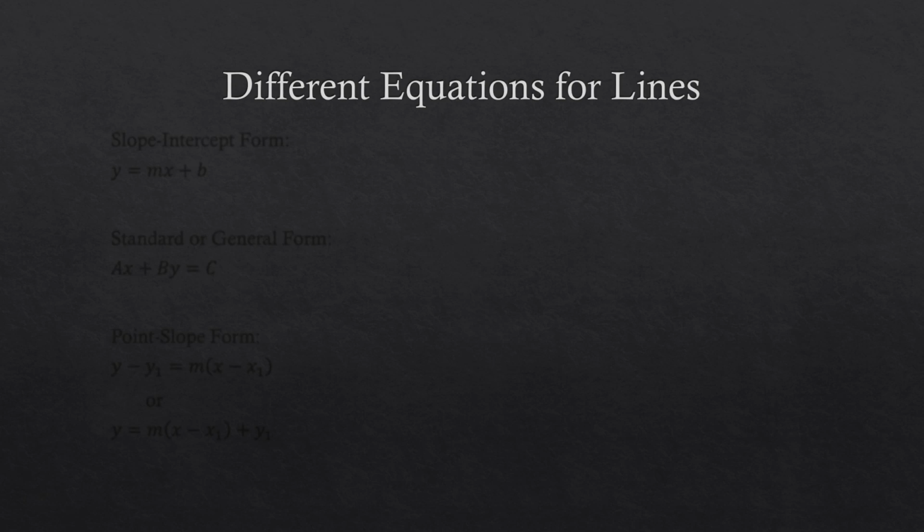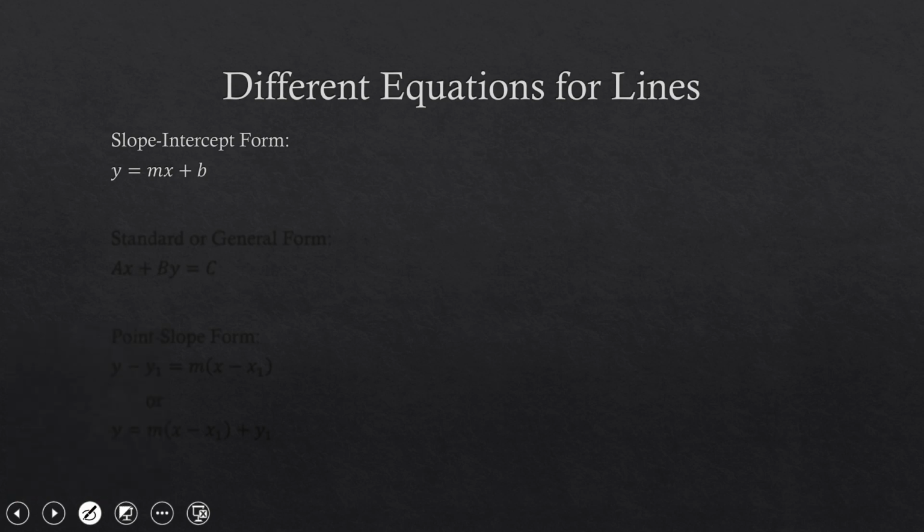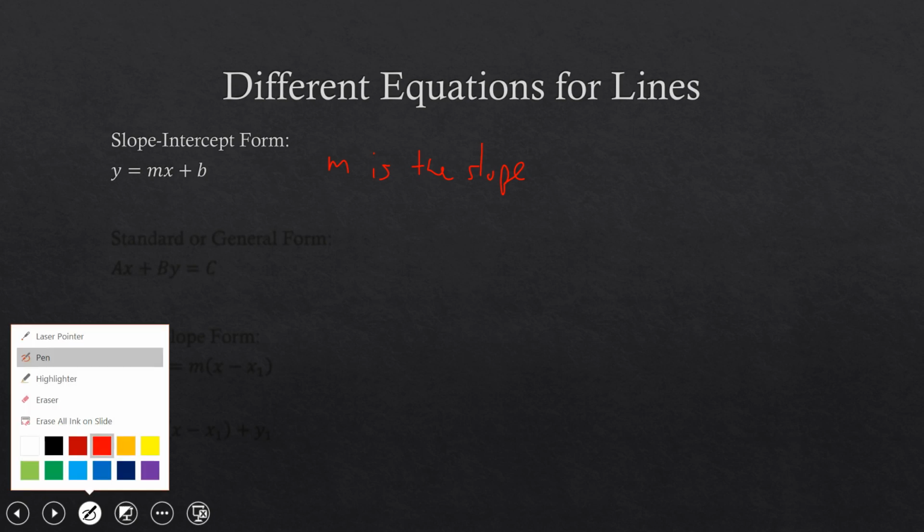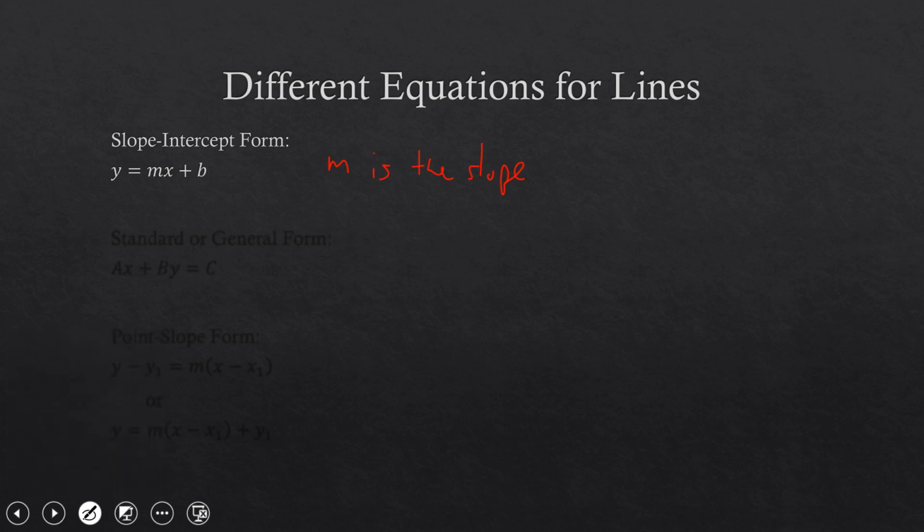The most common form is the slope-intercept form, and that looks like y equals mx plus b, where m is the slope of the line, and b is the y-intercept.